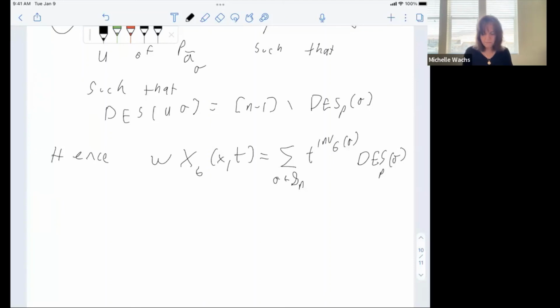We'll see some other applications of this result next time and generalizations.